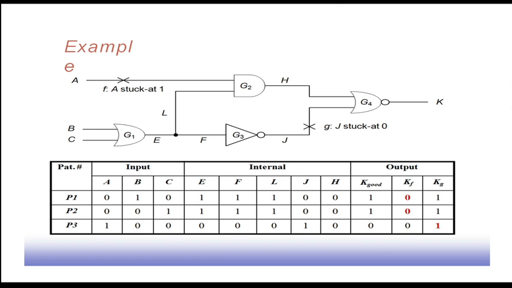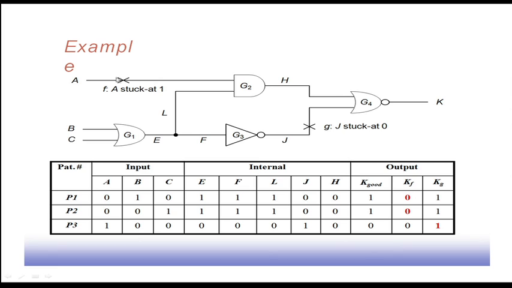So, this may be an example, say we have this particular circuit. We want to see whether we can detect these two faults: F stuck at 1 and G stuck at 0. For the primary inputs, we have 3 patterns, P1, P2 and P3, and for them the ABC values are: P1 is 010, P2 is 001 and P3 is 100. First, for the good circuit, what is the response? We simulate this circuit in the absence of the faults F and G, and we see that K good is 1, 1 and 0 for the 3 patterns.